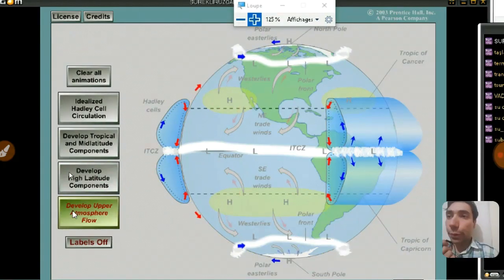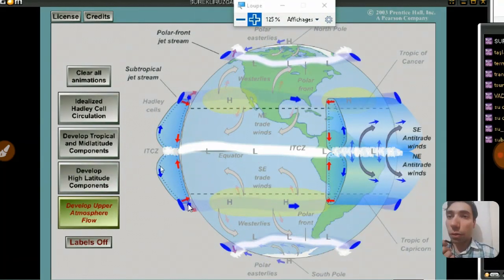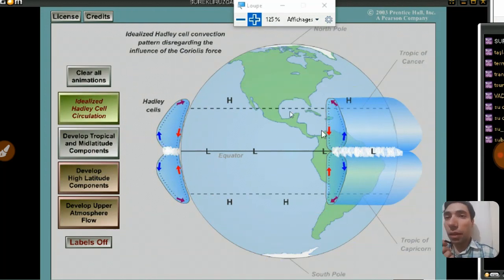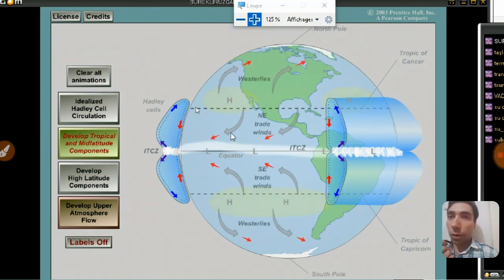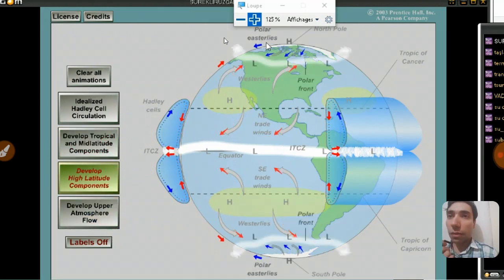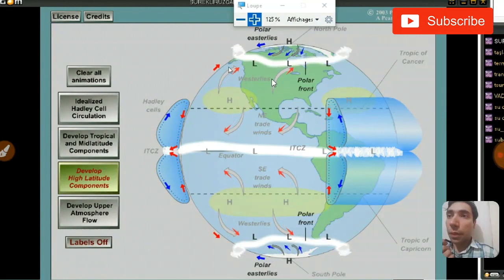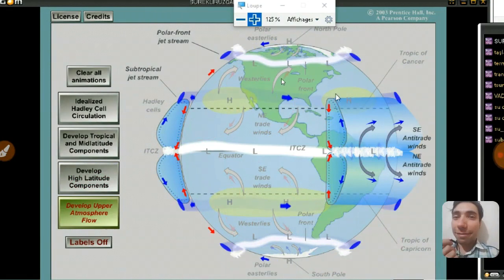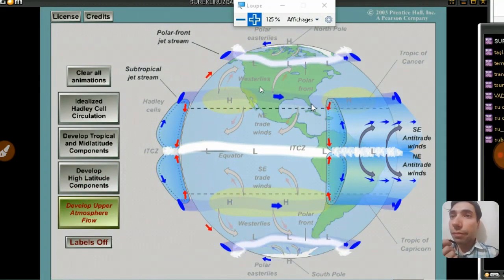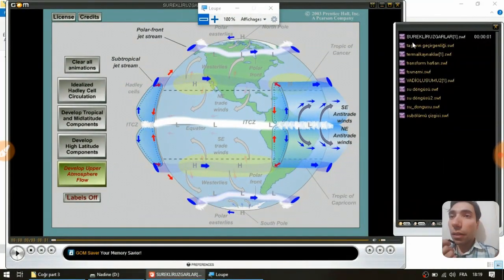So it develops the upper atmosphere flow. As you can see, the wind just goes around there, from the left side of the world to the right side of the world, and it's great. You can follow the trade winds, westerlies, polar front. Yeah, so it explains a lot. High pressure points, low pressure points.